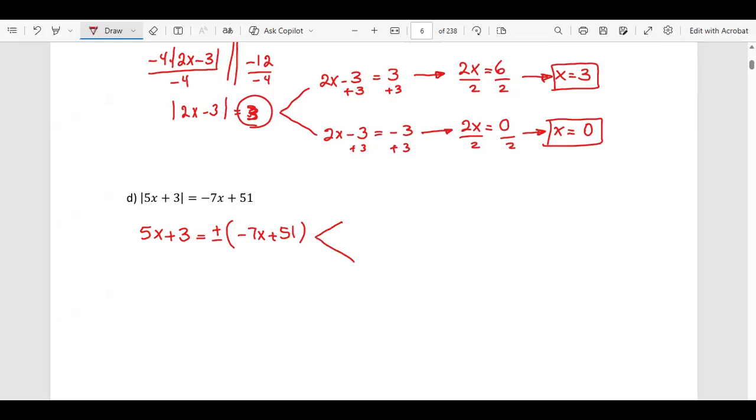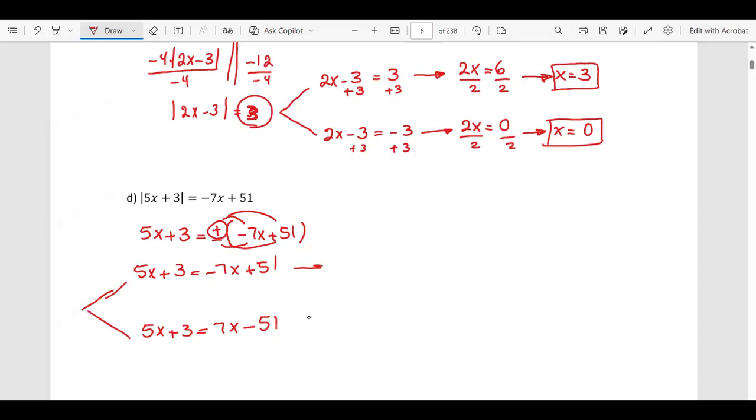That means, let me just write it down here. So we say 5x plus 3 must be equal to positive, which means distribute the positive. When I say negative, that means distribute the negative. Okay, so negative times a negative is +7x. Negative times positive is -51. Now I have 2 separate equations, and I need to solve each of them.